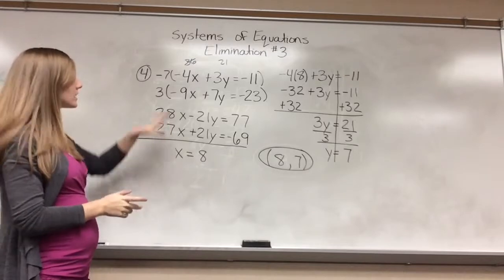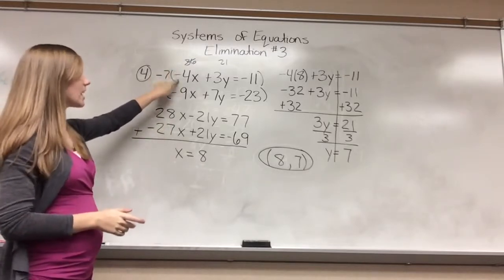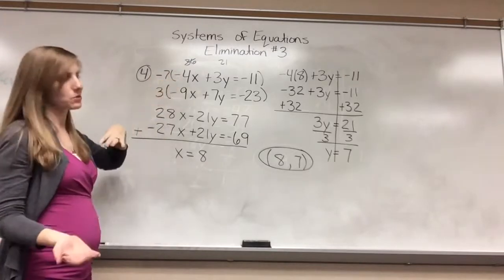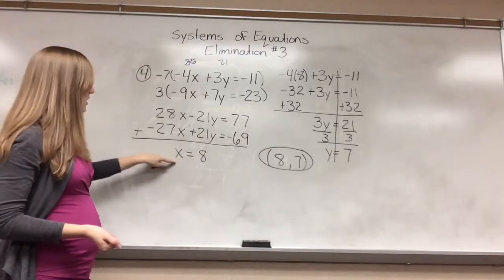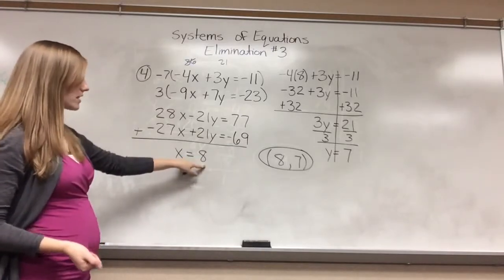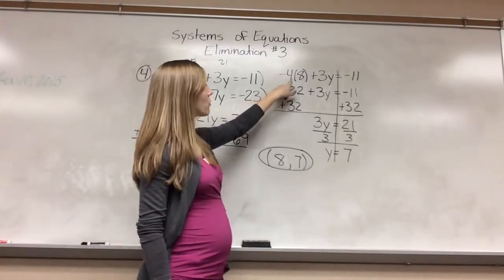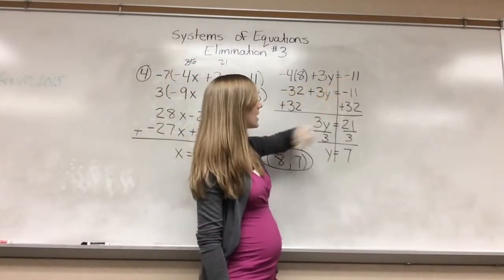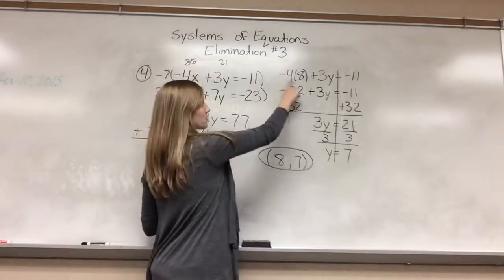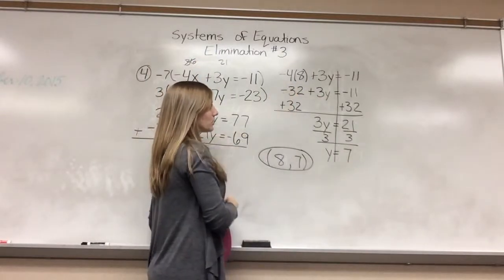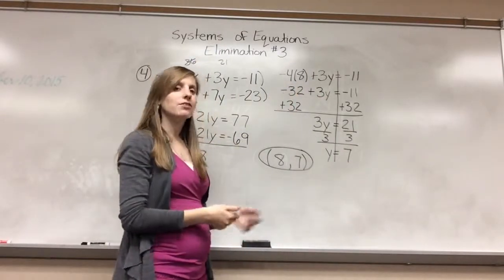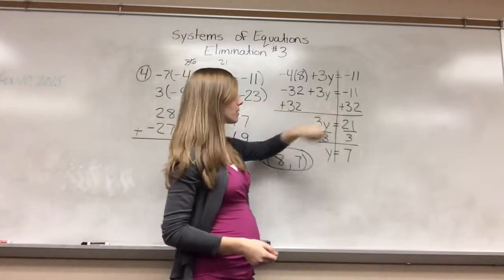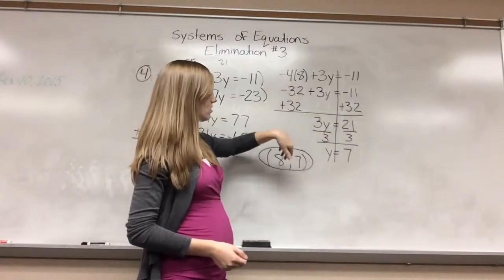From there, I picked one of the original problems, and I actually picked the first one because the numbers were smaller. And what I did was I replaced x with 8. So I have negative 4, but instead of x, I put 8, plus 3y equals negative 11. I did my multiplication, I got negative 32, and then to cancel out the negative 32, I added 32 to both sides. So those canceled, they were gone.